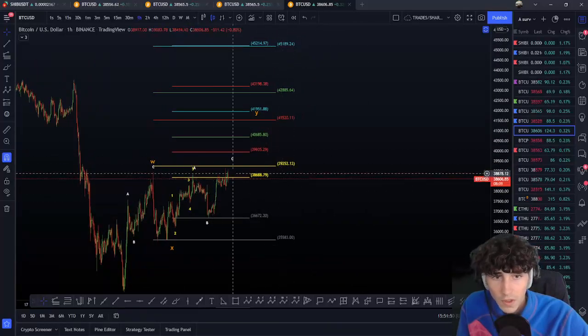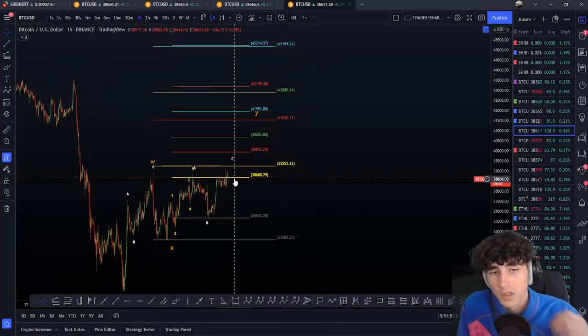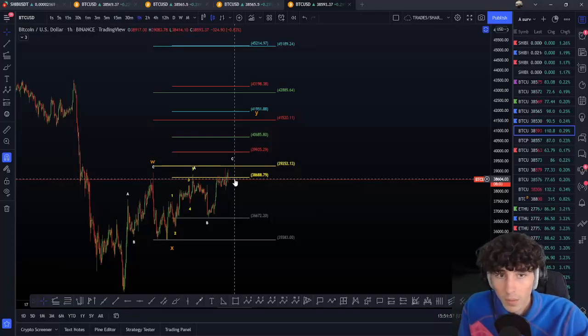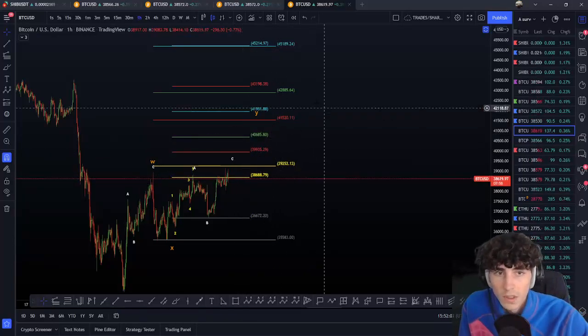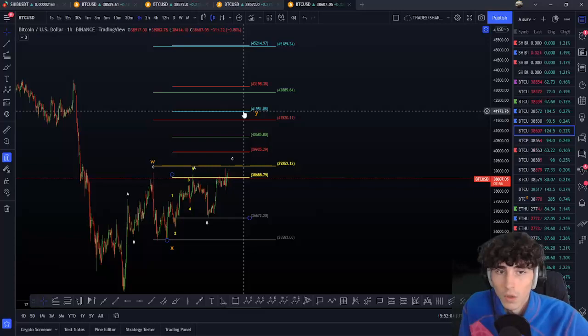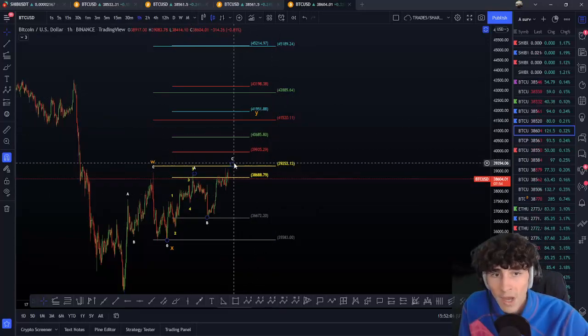So anyway, first target, 618, already tapped. Now the 618 is never well touched, so we can absolutely move down from here. We are done with the C, here we go down. Next target, should we push higher, is the 100% here. Then we have the 123, then the 161.8, maximum target. So normally, if we're in this ABC, we should go maximum here.